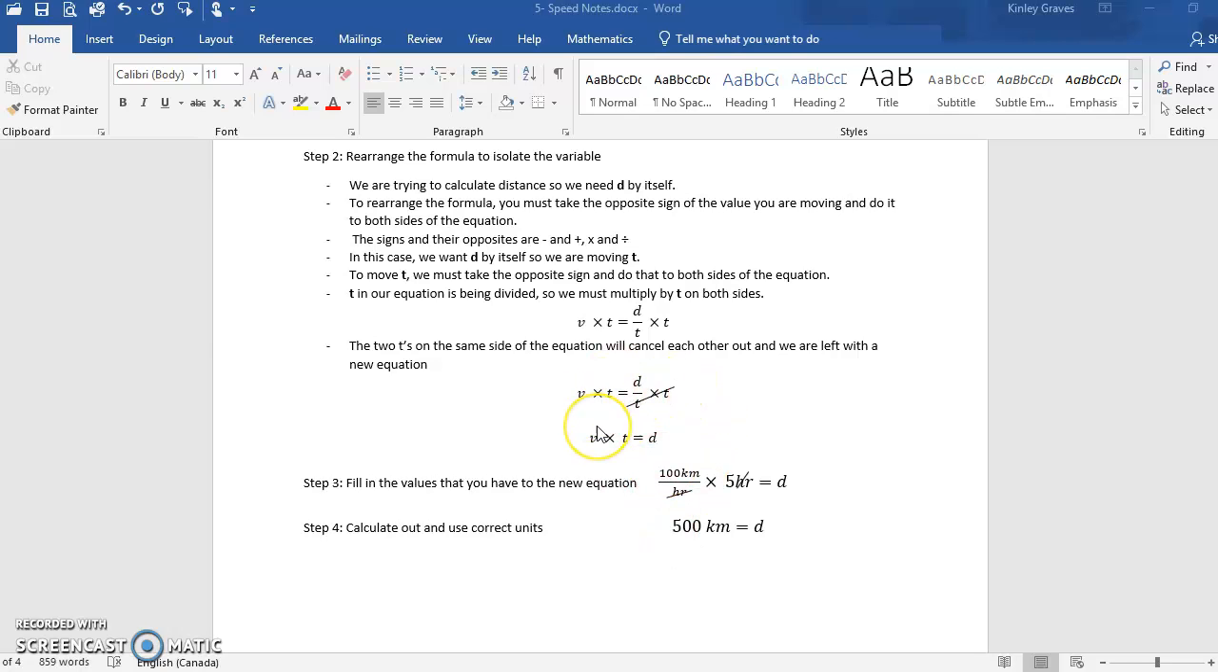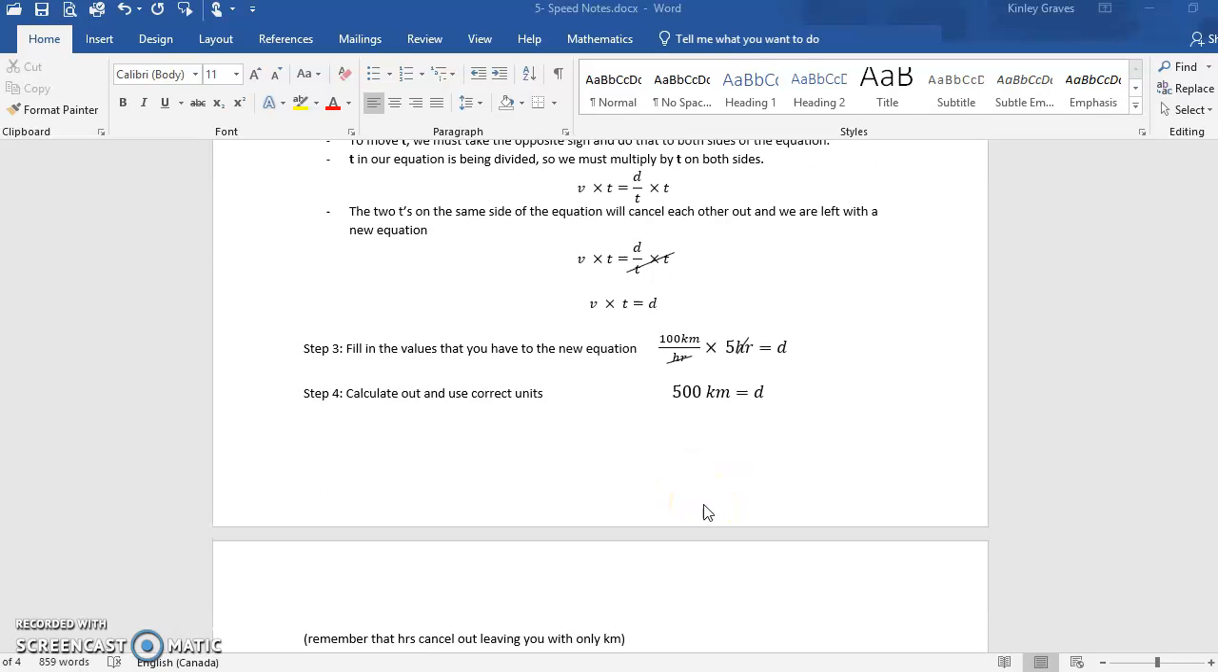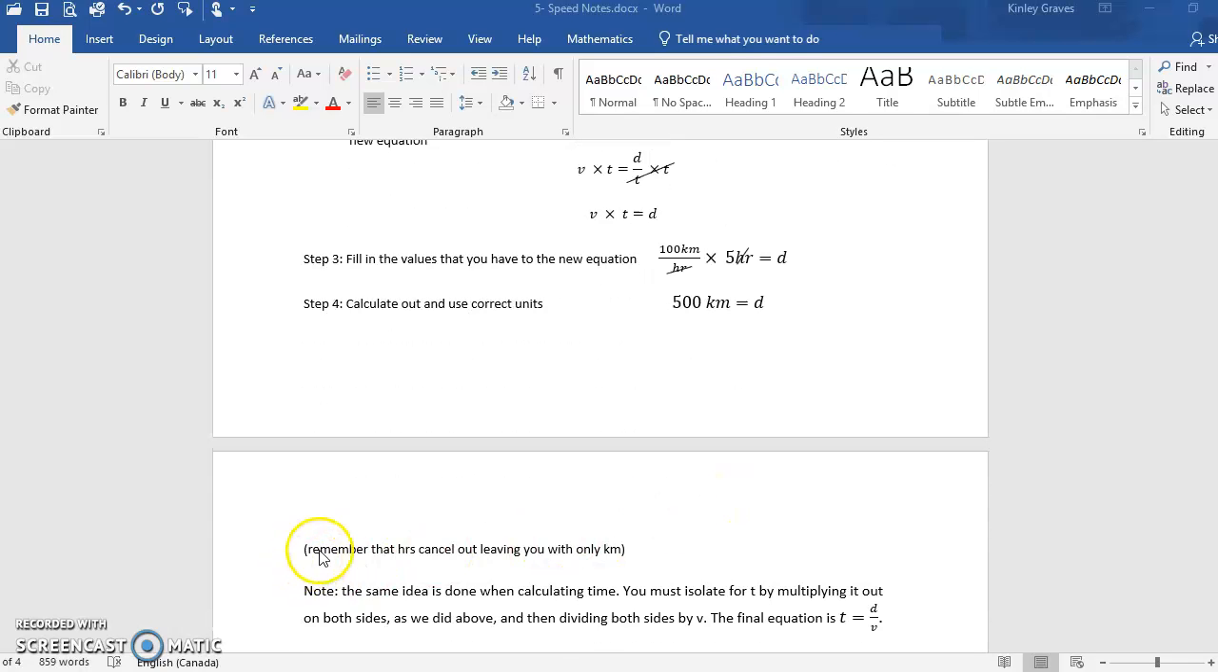After you've rearranged your equation and have the variable that we want to solve for isolated by itself, then you can fill in your numbers. So we have 100 kilometers per hour times 5 hours is equal to distance. Because of these fractions, we have 100 kilometers per hour, this would be 5 hours, and that would be over 1. The hours cancel out, so we are left with distance is equal to 500 kilometers. Remember that hours cancel out, leaving you with only kilometers.